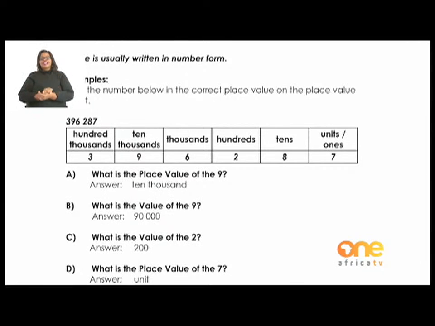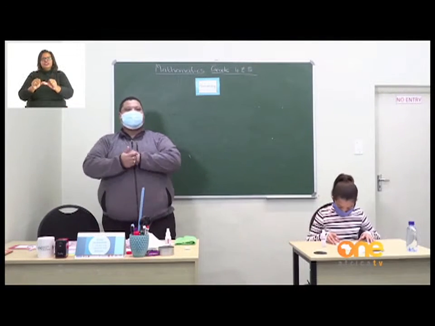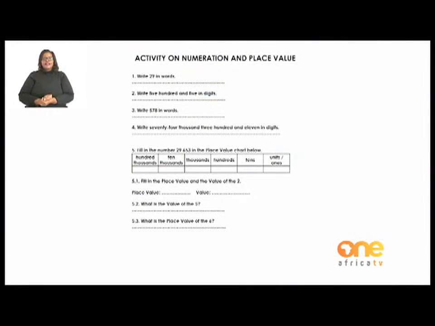Well done, learners. And we can continue on page 10. Here we have a very nice activity for you guys to do. This activity is based on numeration and place value. Let's quickly go through the activity. Write 29 in words. Here they want us to write in words. Remember the rule. Check for spelling. Number 2, write 505 in digits. Number 3, write 578 in words. Check for spelling.